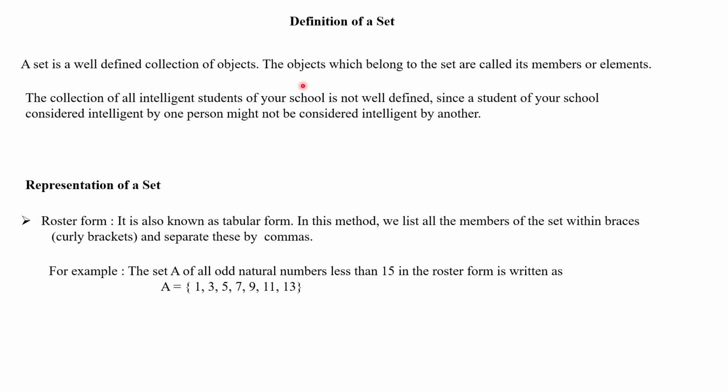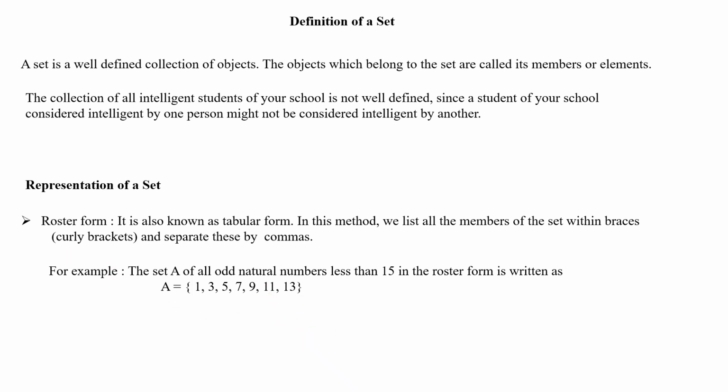You have seen the definition here: the objects which belong to the set are called its members or elements. So these 1, 3, 5, 7, 9, 11 and 13 are called the members of set A. Now see, it is well defined. Why? Because if you ask anyone the same question, they will give this answer only. It's not like another person will have some other answer. So this is a well defined set.